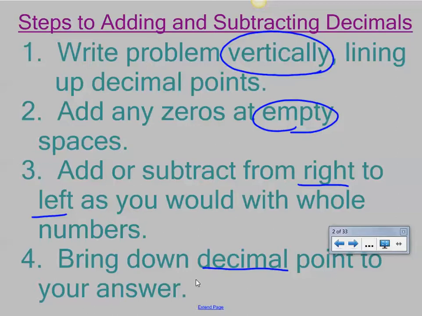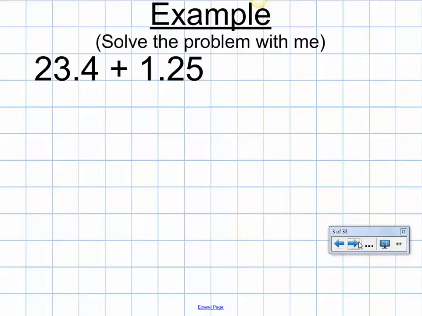Once you finish filling in those blanks, we're going to go up to the top part. You'll notice you have some grid paper up there where we're going to be solving some problems. I'd like you to write down 23 4/10 plus 1 25/100. Let's write this down up at the top of the paper. Now we're going to solve the problem together. I'm going to solve it and you're going to follow along with the video.